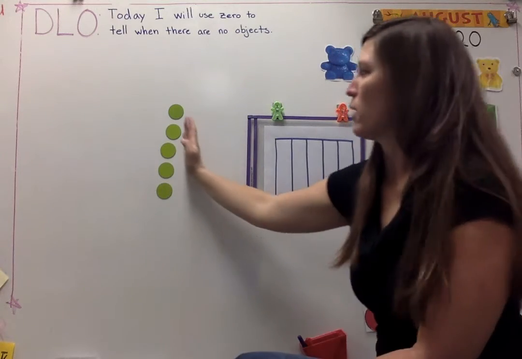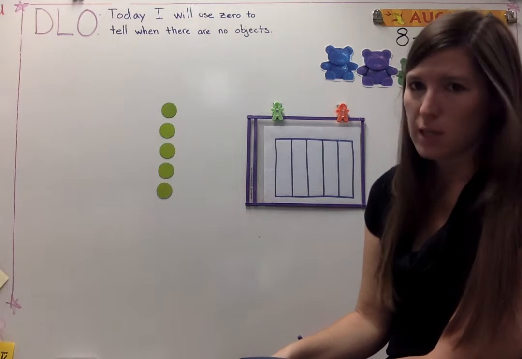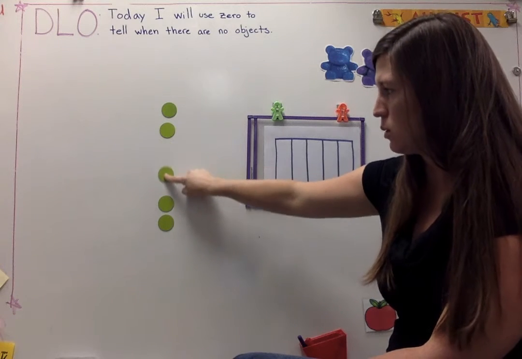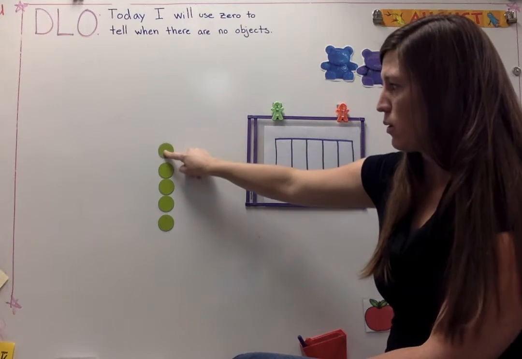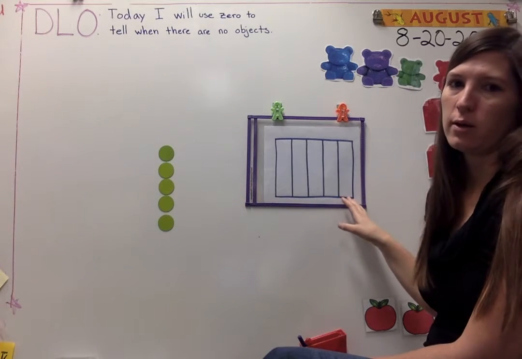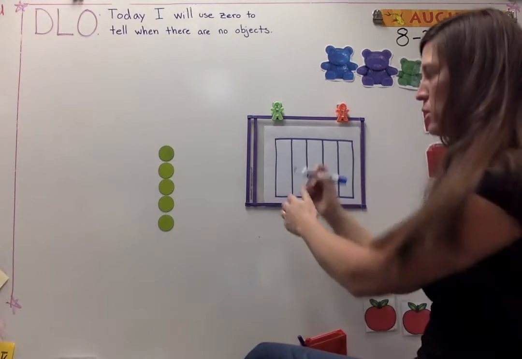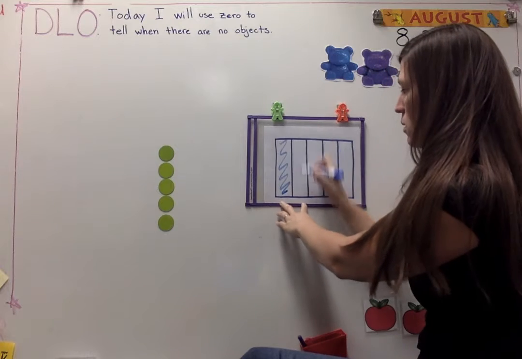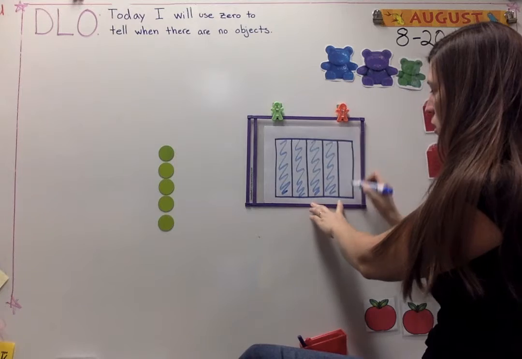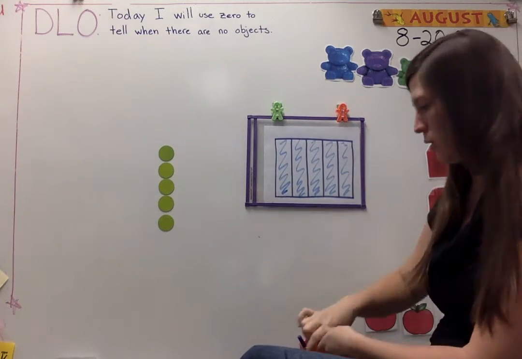How many circles do I have? Let's count together. Ready? 1, 2, 3, 4, 5. I have 5 objects. How many bars do I color in? 5. We're going to match it. 5 objects, 5 bars. Count with me. 1, 2, 3, 4, 5. 5 objects, 5 bars colored in the graph.